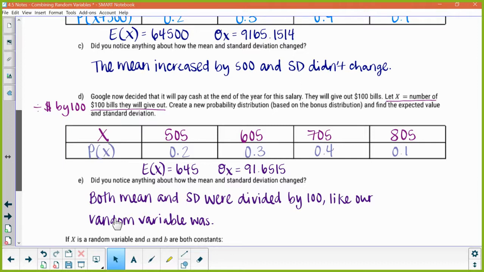So when I did just an addition, just an added value to each outcome for my random variable, the only thing that changed was the mean. The mean increased by the same value. When I had a multiplication, technically division is multiplication times 1 over 100, or division, if that's what you want to think of it as, both the mean and the standard deviation changed. And that rule applies across the board.